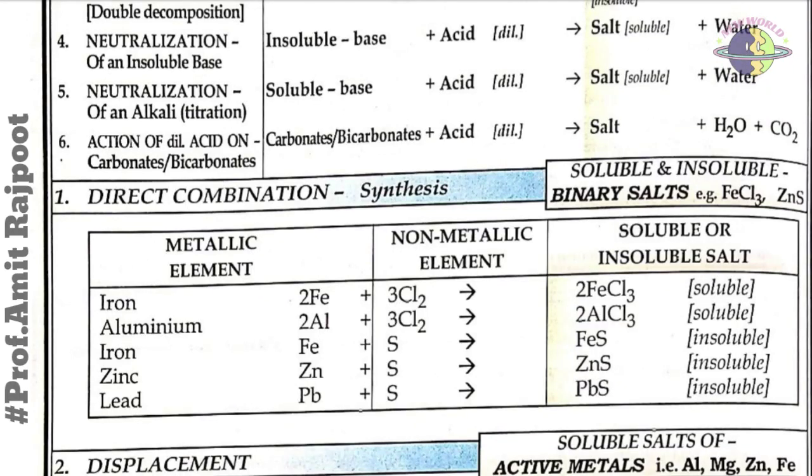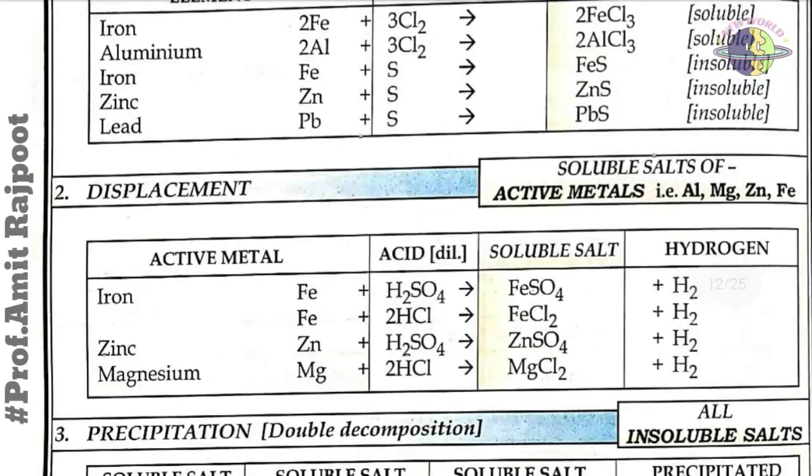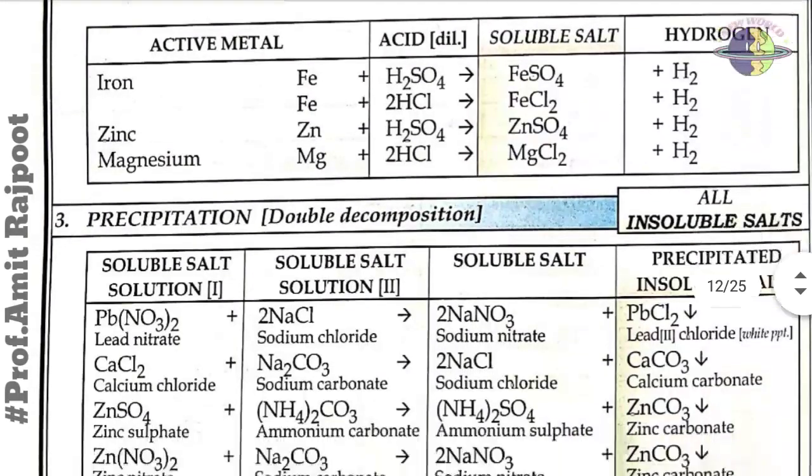Now very first we will start with direct combination, in which a metallic element reacts with a non-metallic element and forms a soluble or insoluble salt. So here 2Fe plus 3Cl2 forms 2FeCl3, and there are various other examples. Second is displacement reaction, in which active metals are aluminium, magnesium, zinc and iron, which react with acid H2SO4 and form soluble salt FeSO4 and hydrogen. The rest of the examples you can study.